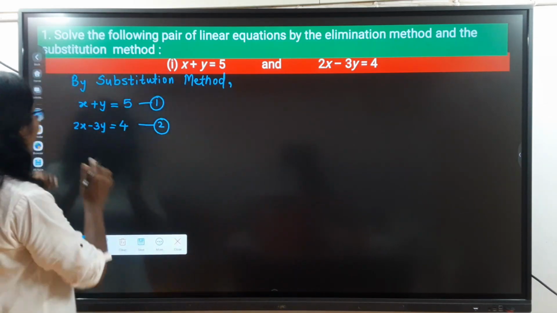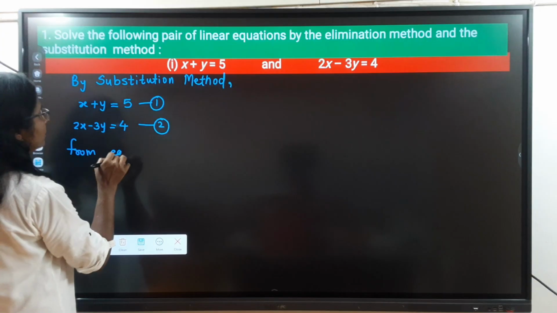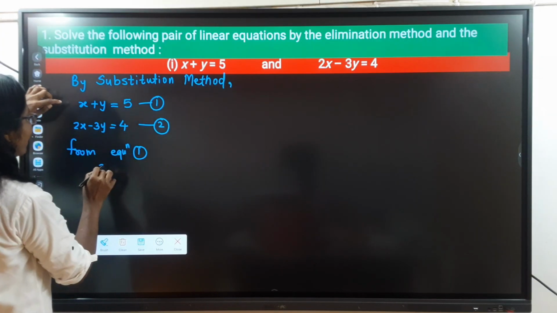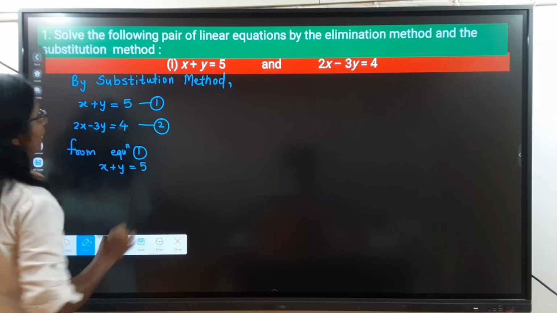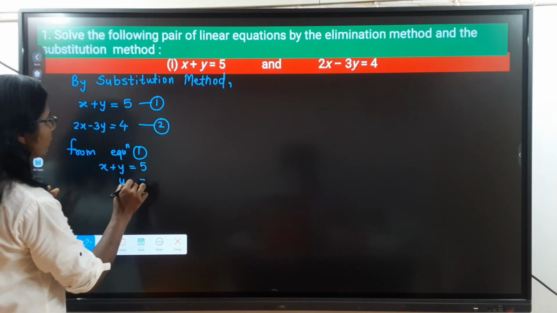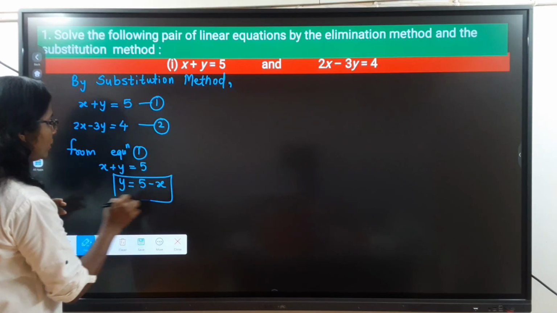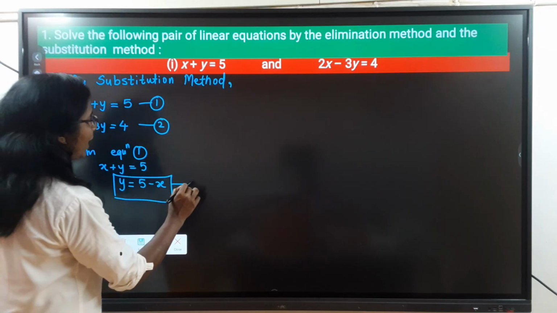That means here students, from equation 1, I write down the first equation, x plus y is equal to 5. And from equation 1, I write down that y is equal to 5 minus x. Okay, I get the value of y, and call this value the third equation.